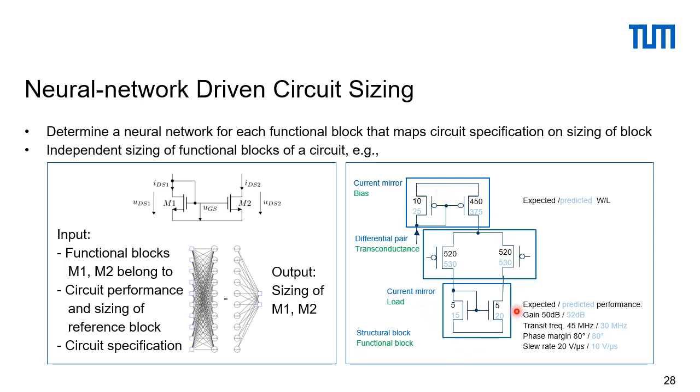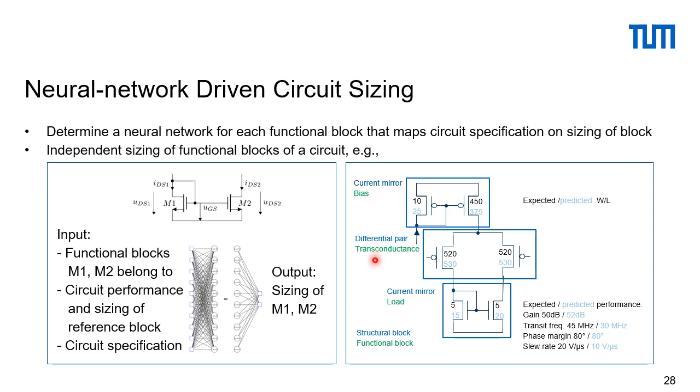So here we have this example. It's a core of an op-amp. And this is interesting, right? The green thing here is what it is on a functional level. So on a functional level, this is the load. On a structural level, it's a current mirror. On a structural level, this is a differential pair. On a functional level, it's transconductance. This here is a current mirror on a structural level, but a bias on the functional level.